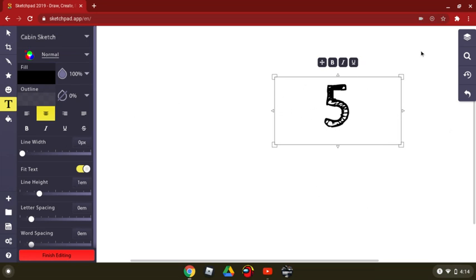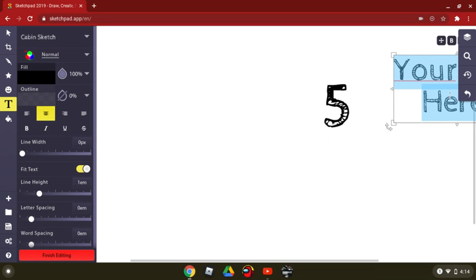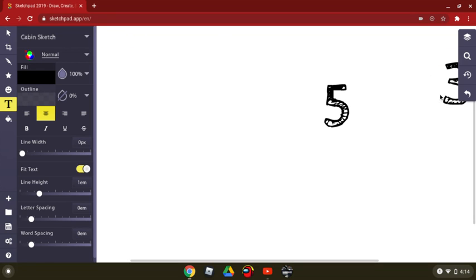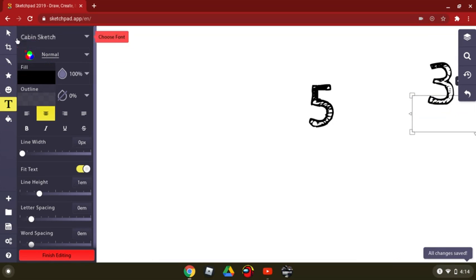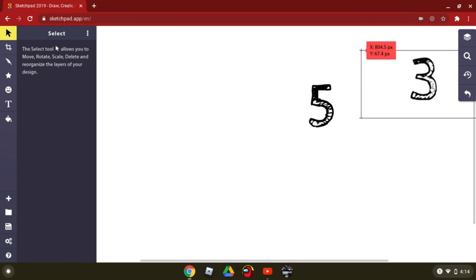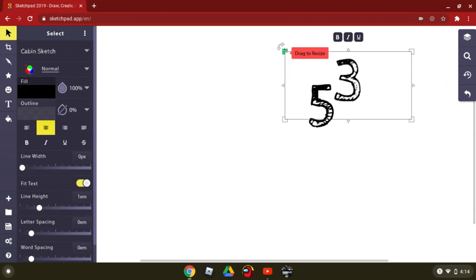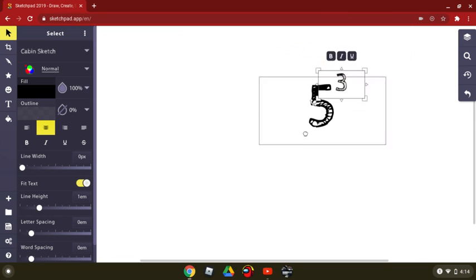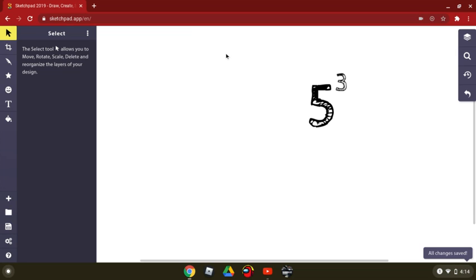So let's just say 5. Create another text box. We're going to go to select, make this 3. Then we're going to size this down. This is what an exponent looks like.